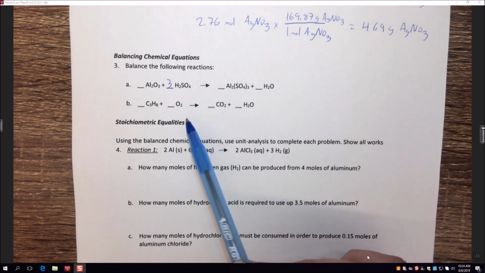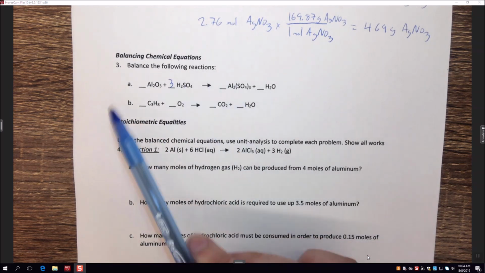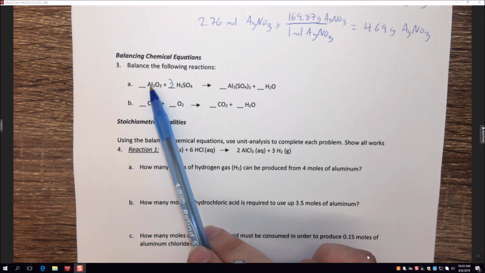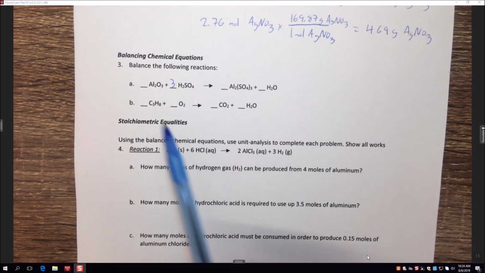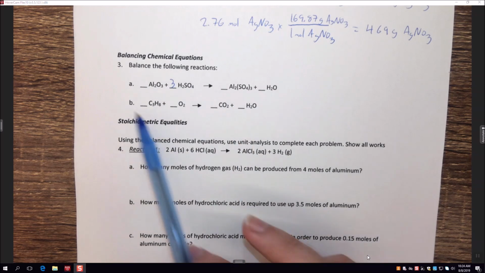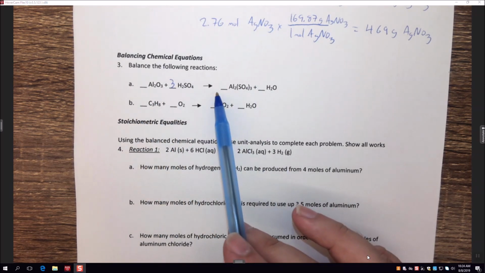Personally, I prefer to leave my hydrogens and oxygens until the end because usually they're the easiest to just clean up at the end. And if I check my aluminums, I have 2 aluminums on this side and 2 aluminums on this side. So for now, those look like they're okay. Keep in mind that if we do put a number in front of either of those, we would have to come back and check that they're still balanced. But for now, we don't need to do that.